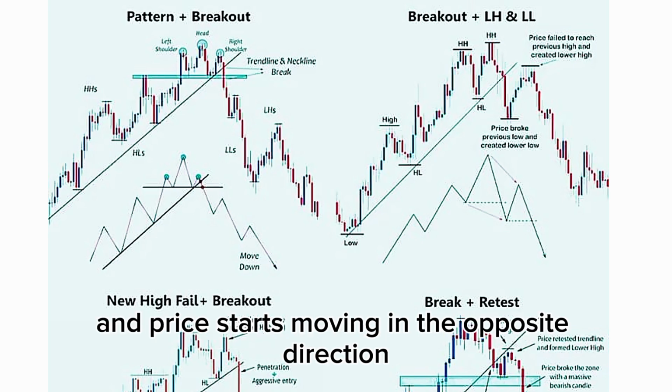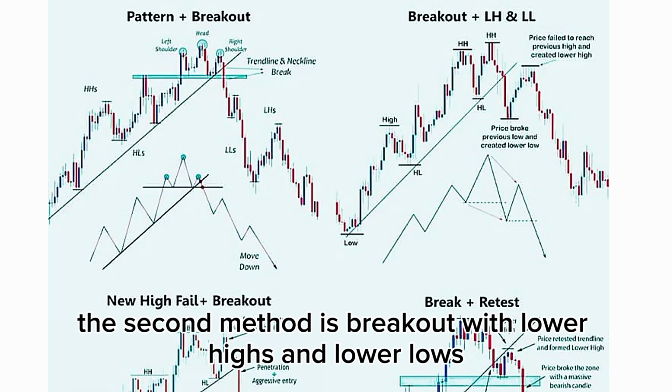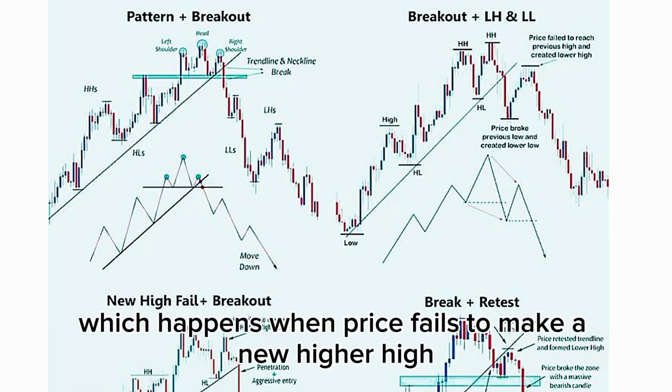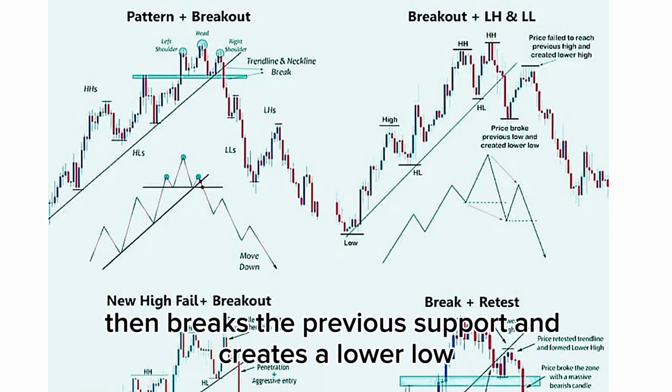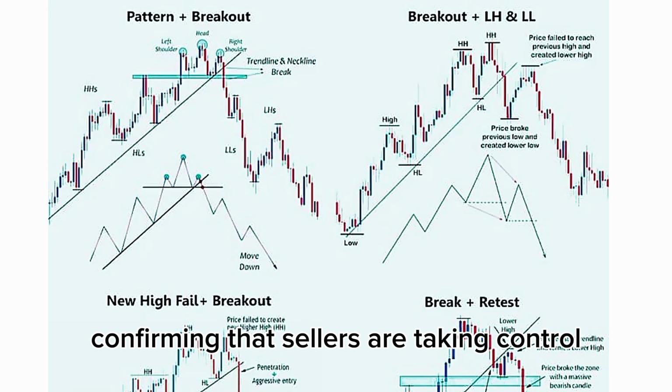The second method is breakout with lower highs and lower lows, which happens when price fails to make a new higher high and instead forms a lower high, then breaks the previous support and creates a lower low, confirming that sellers are taking control.